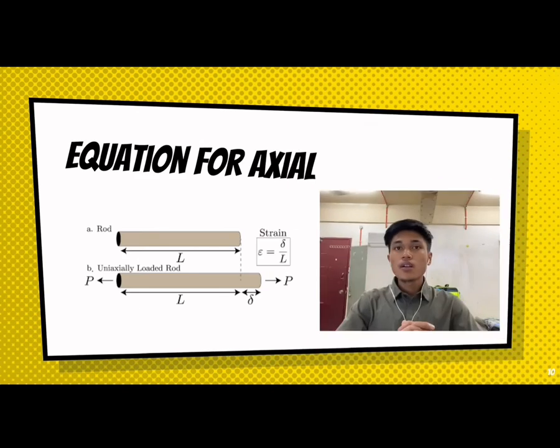Alright, next I will cover the equation for axial strain. As you can see here, we have how to determine it. Strain is equal to elongation over length. First we see the rod before we apply an axial loading. In the second picture, we can see the transformation after we apply the axial loading, so it has some elongation in the second rod.